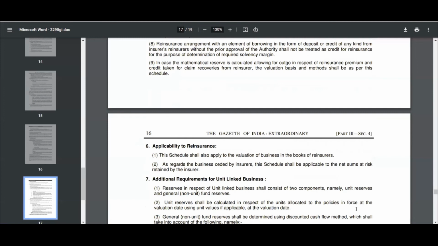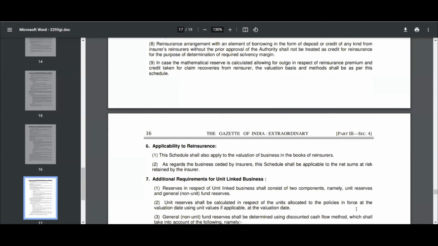For the insurer, which is the net, you are going to use the net sum at risk to determine when there is reinsurance. So you are going to determine the net reserves, and for net reserve you are going to consider the sum at risk. So I think we'll stop here.